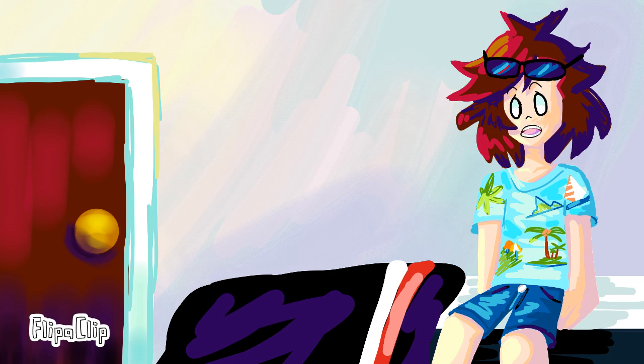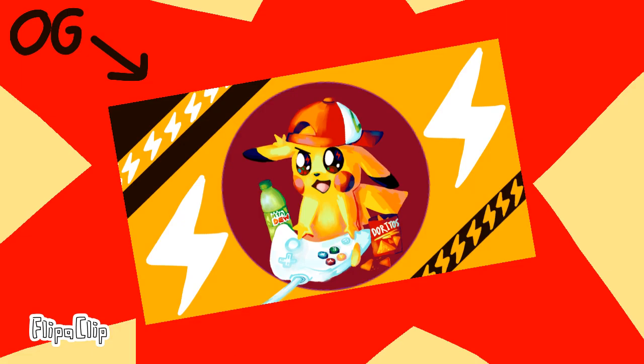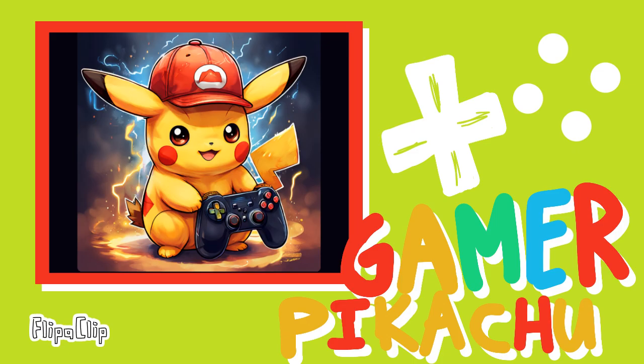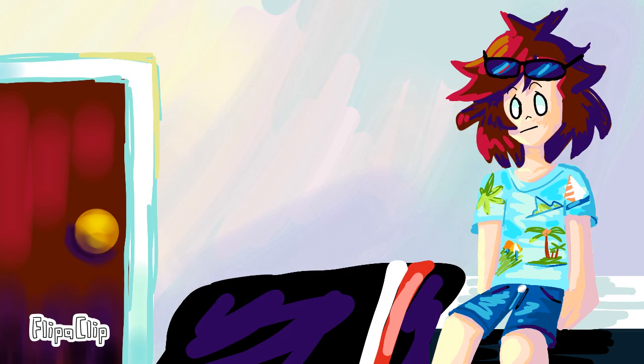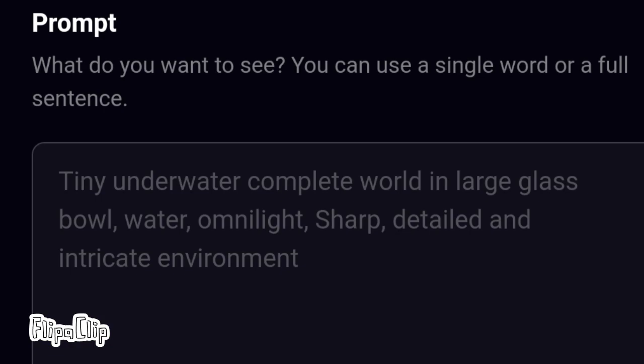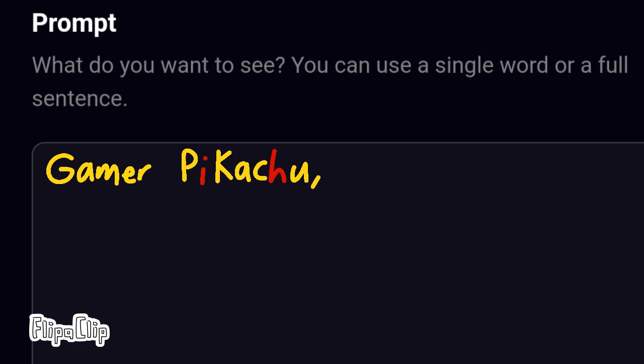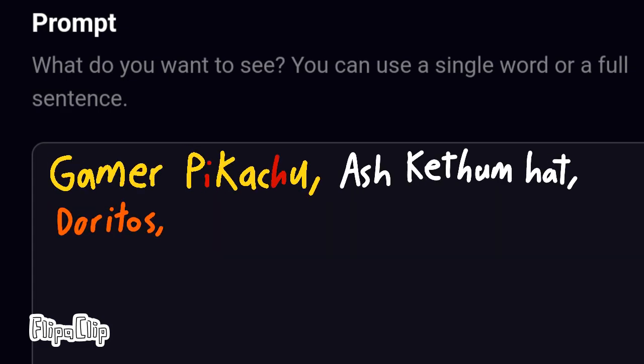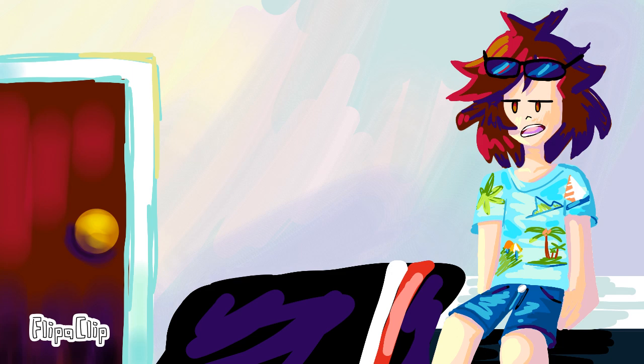So the first AI prompt I did was a gamer Pikachu. I stole the idea from a quote-unquote real piece of art I did of a Pikachu gaming. And I completed this piece of AI art before I even planned to make this video, but here it is. I don't remember the exact prompt, but I do recall using the words Gamer Pikachu at the beginning of the prompt and then adding stuff like Ash Ketchum hat, Doritos, Mountain Dew, which the Doritos and the Mountain Dew didn't actually get into the picture.